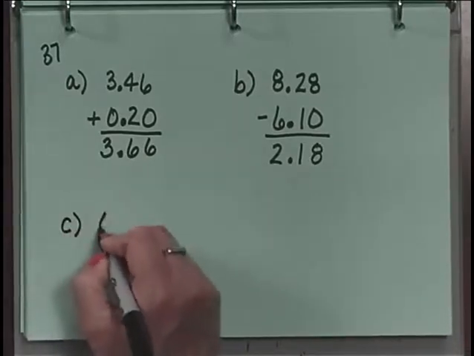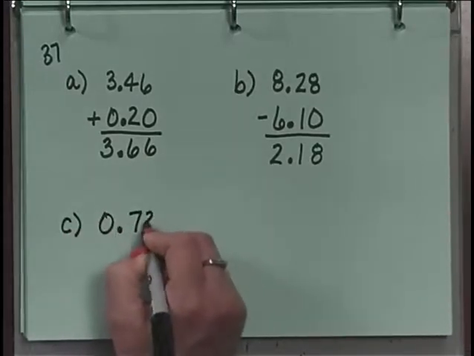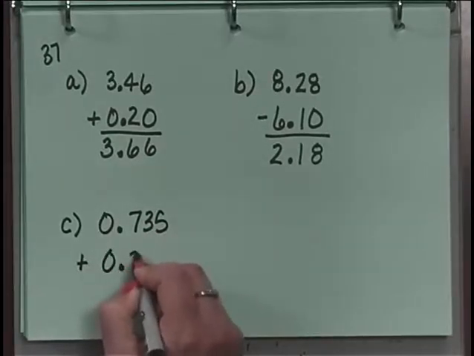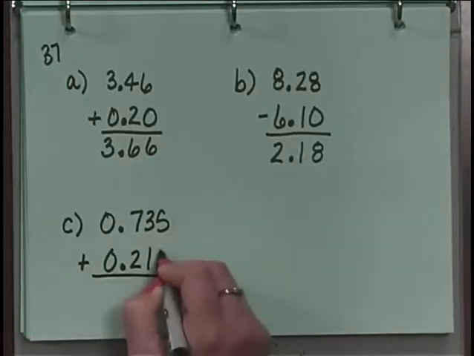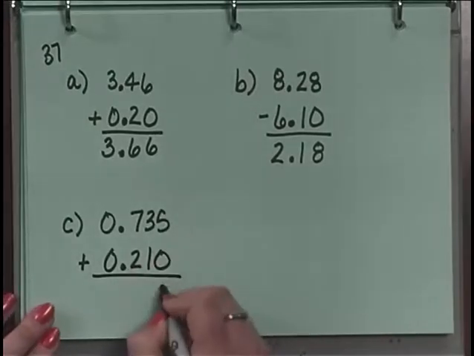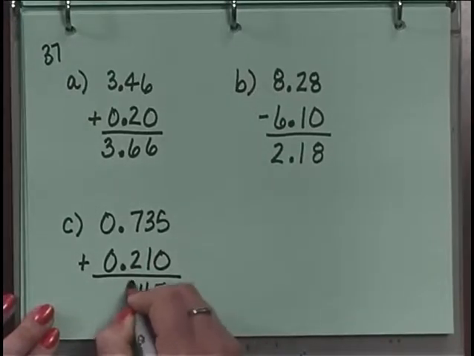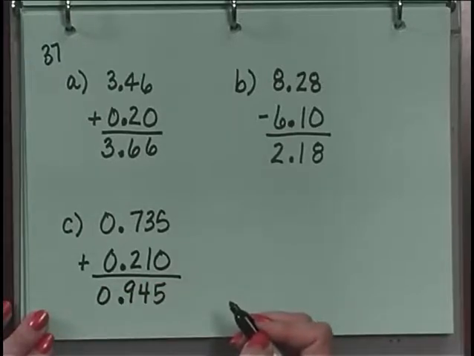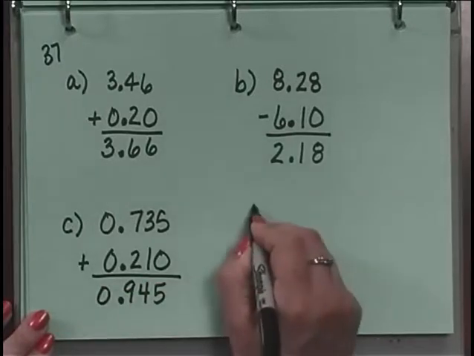Problem C, I have 0 and 735 thousandths. To that, I'm adding 0 and 21 hundredths. Again, I fill in empty spaces with zeros and I add. 945 thousandths would be my answer.